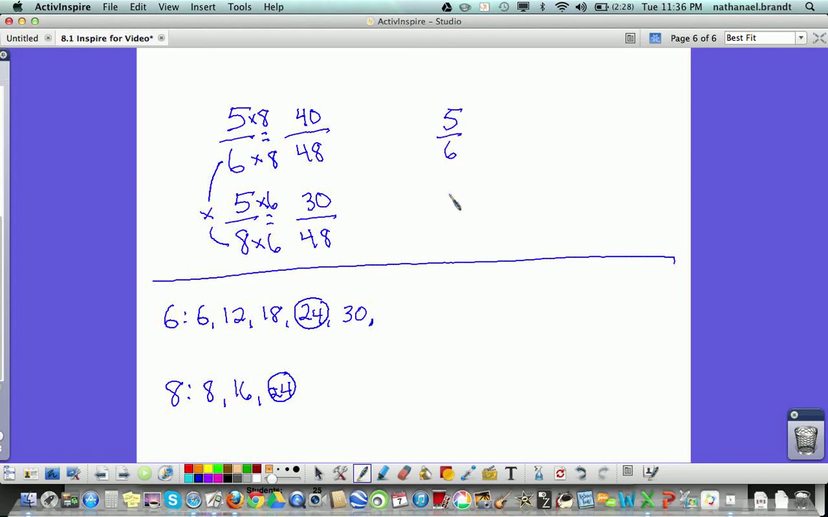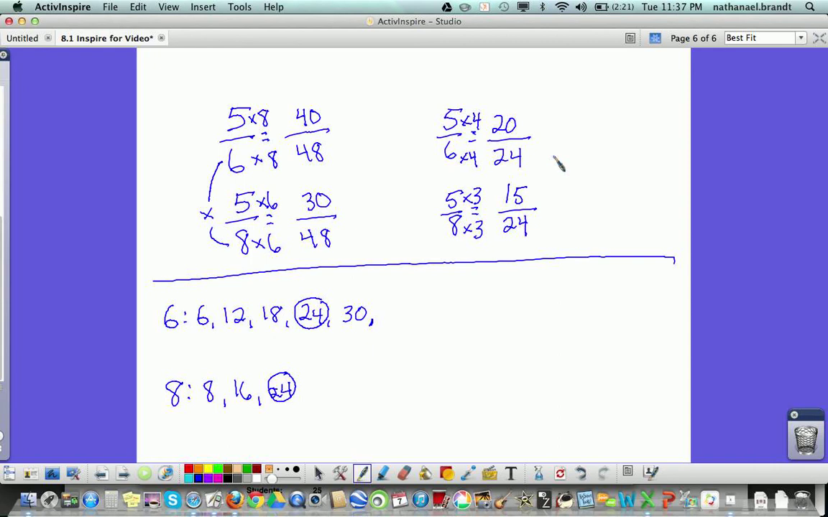So 5/6 and 5/8 make equivalent fractions. We have 24 and 24. 8 times 3 is 24, so we have to do 5 times 3, which is 15. 6 times 4 is 24, so we have to do 5 times 4 for 20.